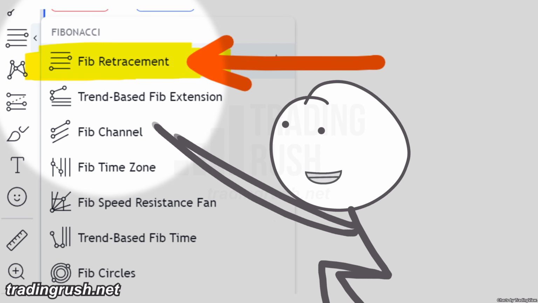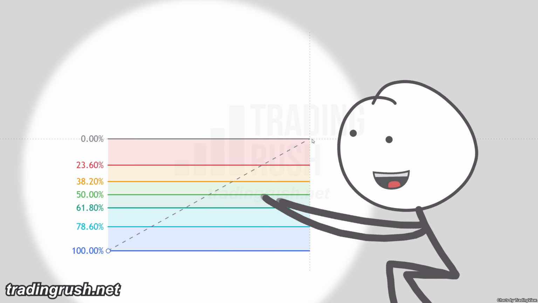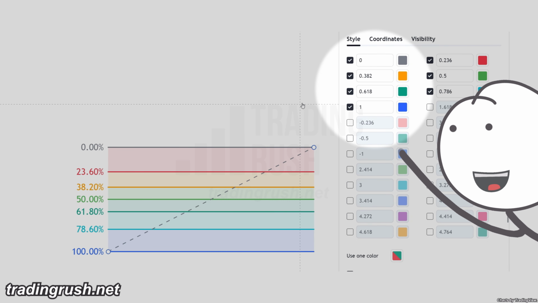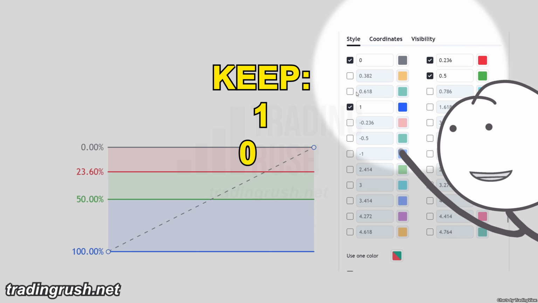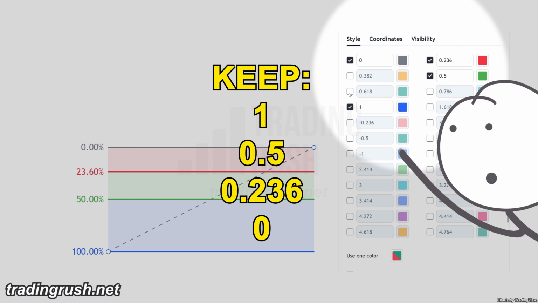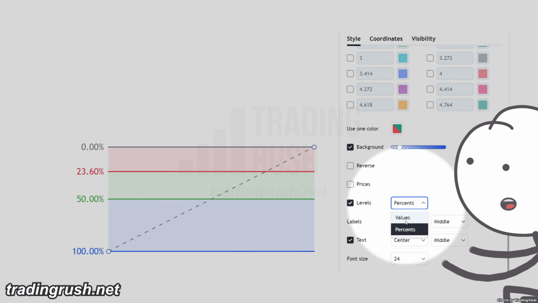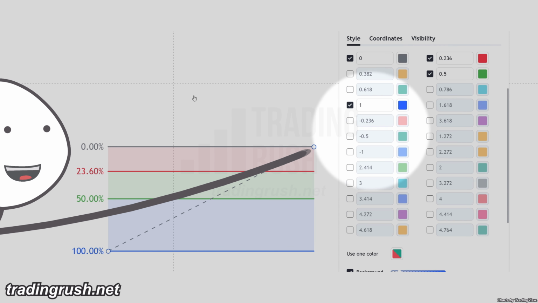So what I did is the following. Step 1. I open the chart, then place the Fibonacci tool. Step 2. I go to its settings and hide every Fibonacci level except for 1, 0.5, 0.236, and 0. Step 3. To make things easier to read, I tell the Fibonacci tool to show these numbers as percentages instead of decimal points. Step 4.